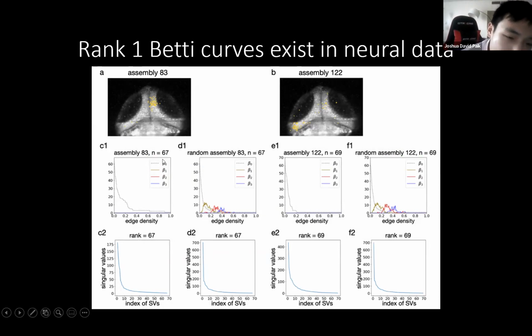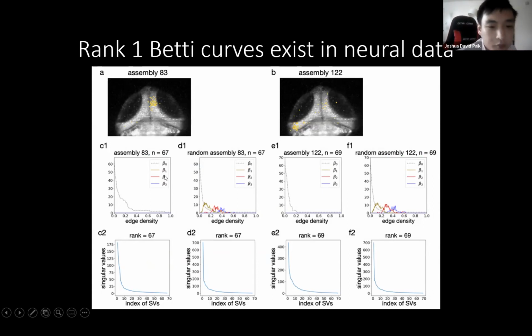So we see that Betti 1, Betti 2, Betti 3 are all identically 0. That is consistent with the rank 1 theorems. So we see the rank 1 phenomenon inside of the correlation matrix associated with this.